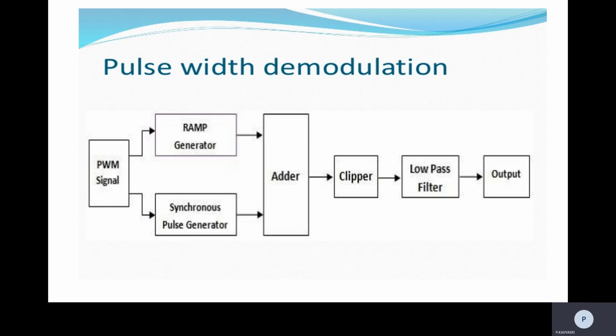So the work of a low pass filter, we already know, is that it allows low frequency components only, and it attenuates or rejects the high frequency components. So it allows the low frequency components to the output. So there we will get the PWM demodulated signal. So it is the PWM demodulation.